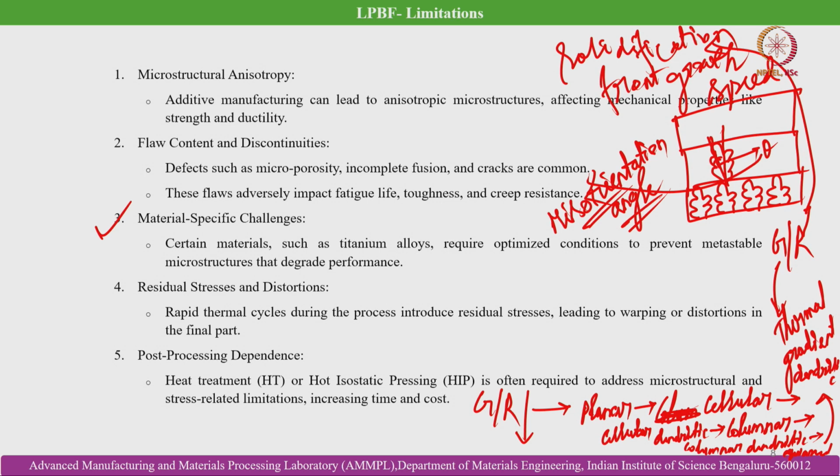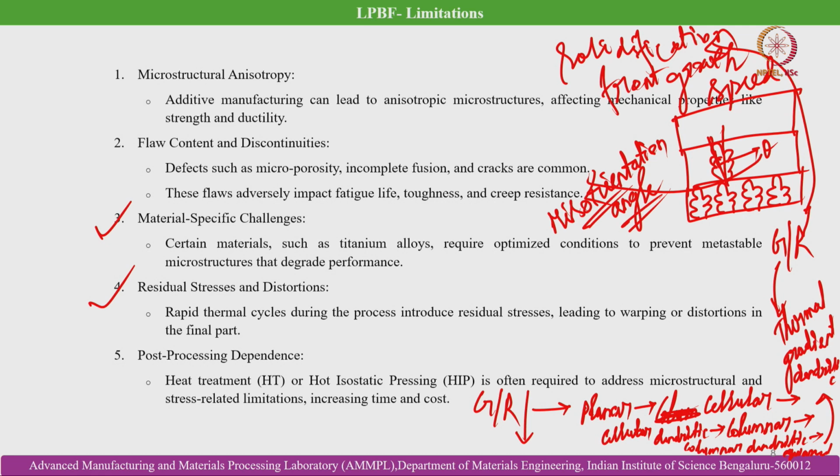And then number 4 is residual stresses and distortions. So, rapid thermal cycles during the process introduce residual stresses, leading to warpage or distortions in the final part after solidification. And post processing dependence. So, heat treatment or hot isostatic pressing is often required to address microstructural and stress related limitations, increasing time and cost. So, these are the prime limitations of the LPBF.